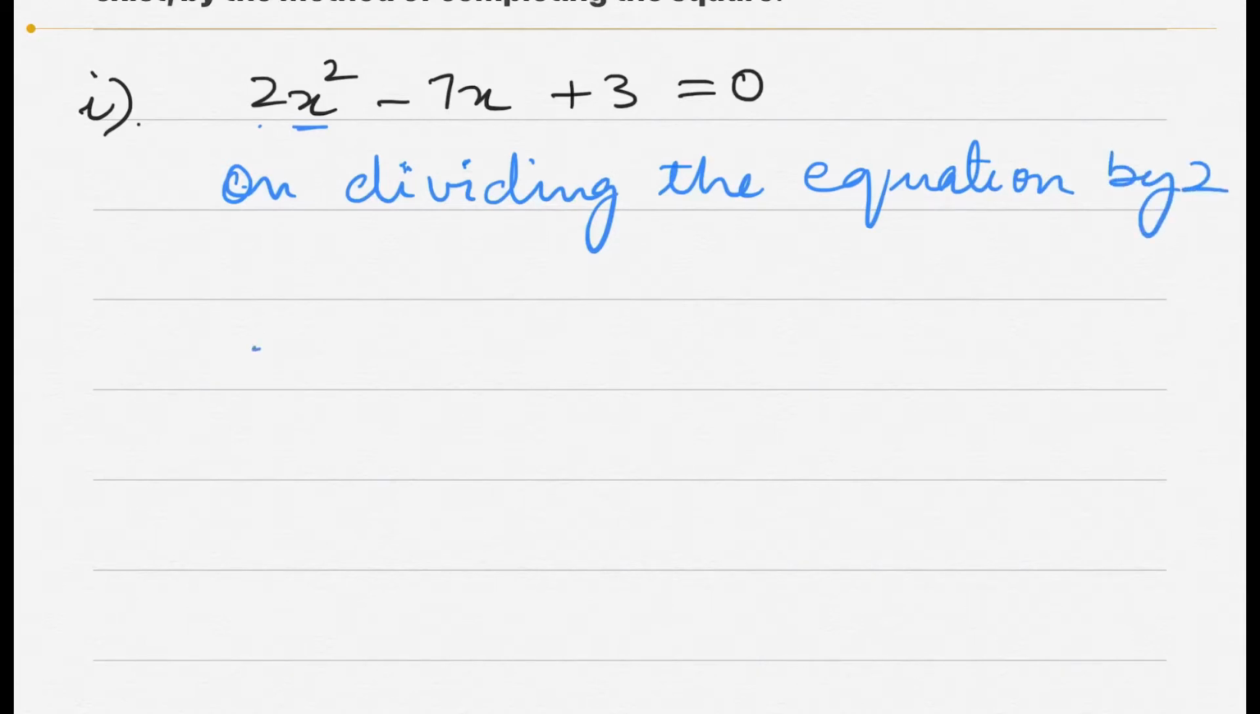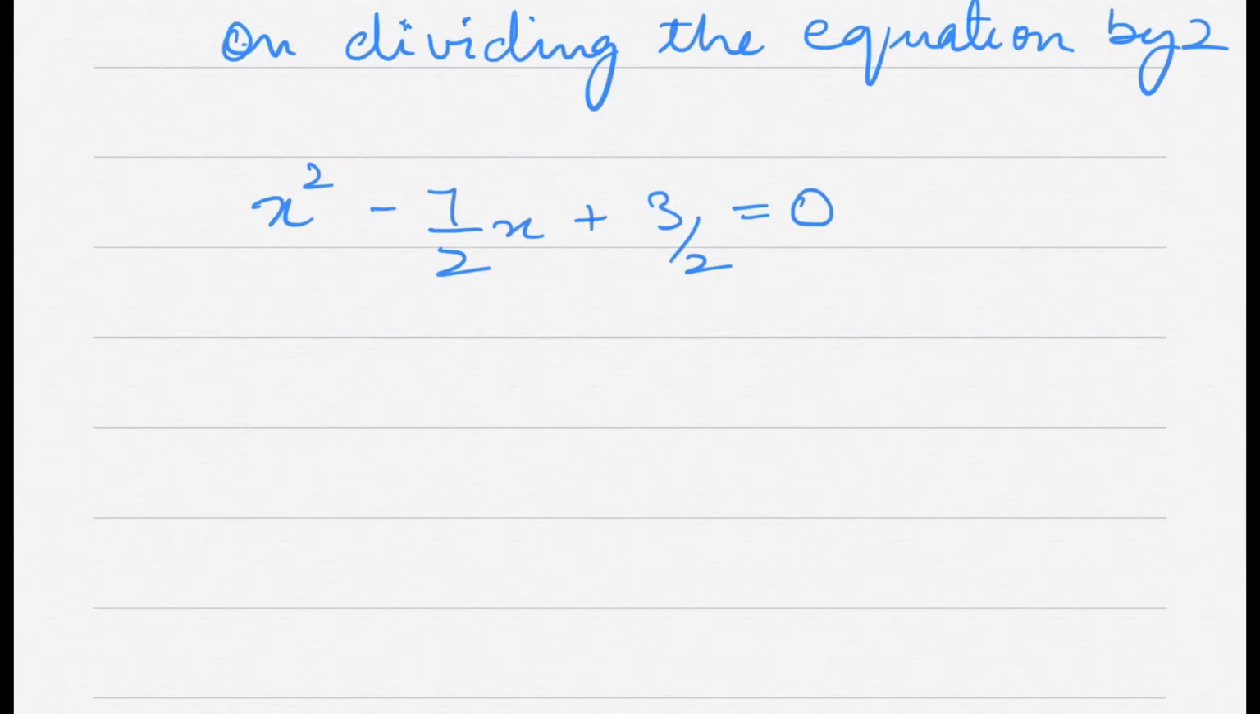If I divide, I'll get x square minus 7 by 2 x plus 3 by 2 is equal to 0. So both sides we have divided, and dividing 0 by 2 will give me 0. Now I have got this term squared here, so I got my first term as a squared term.